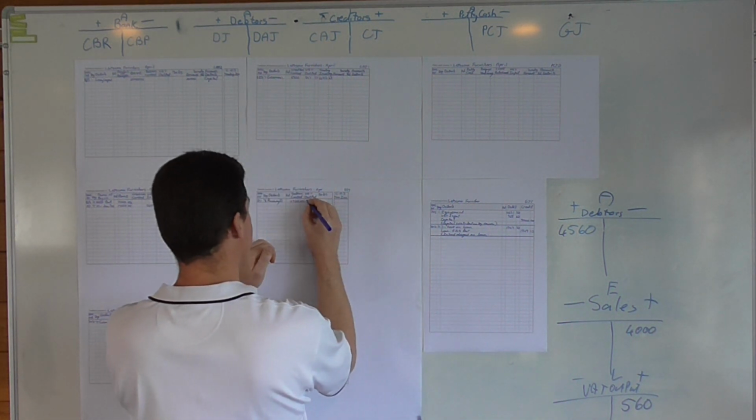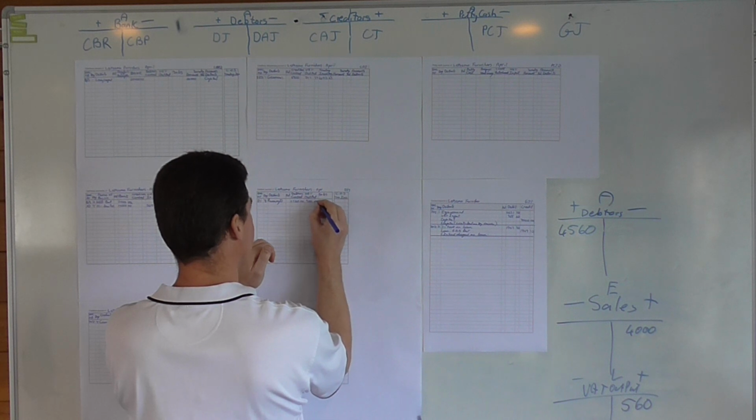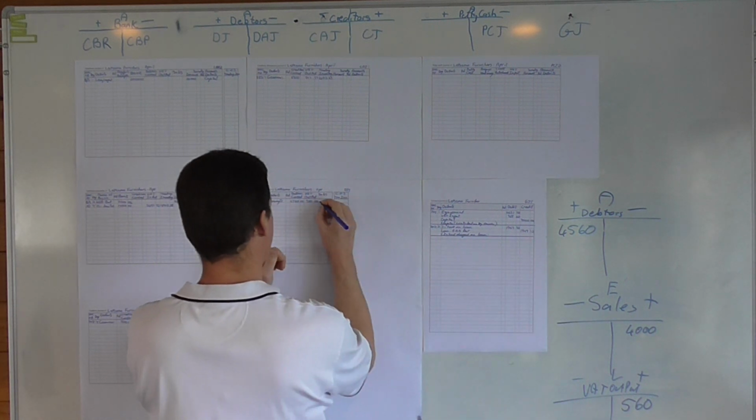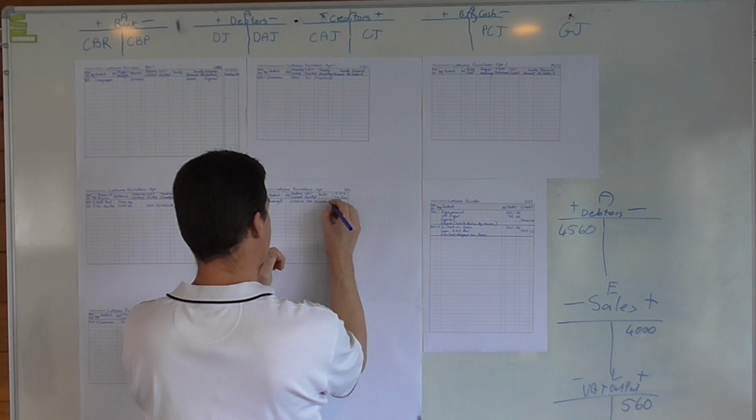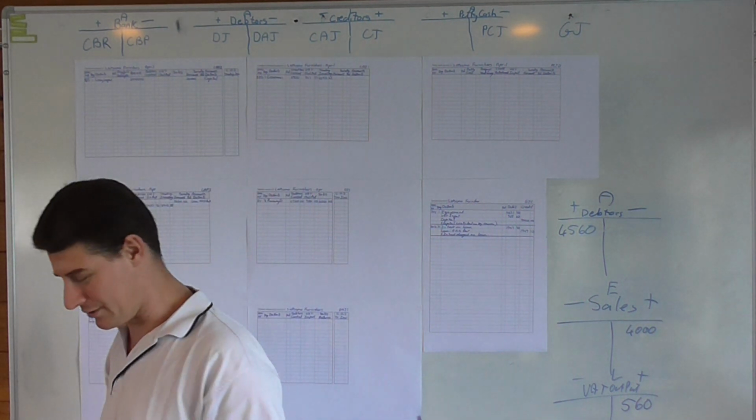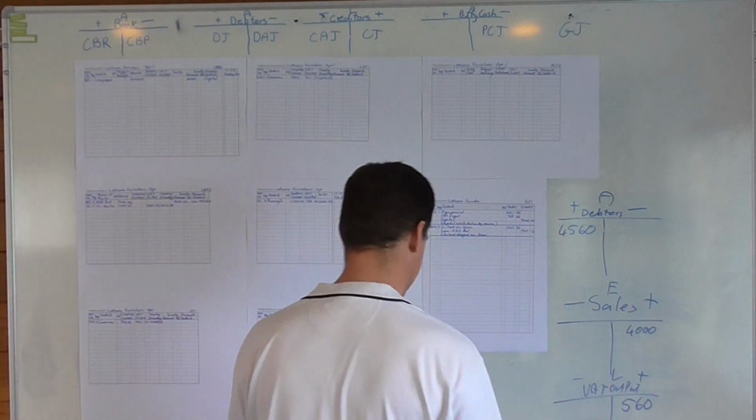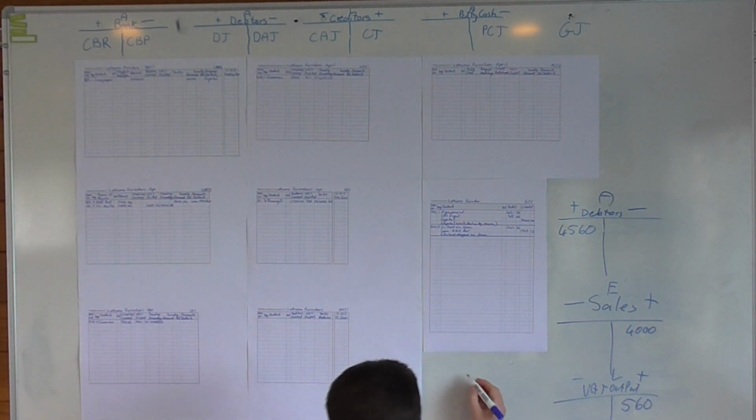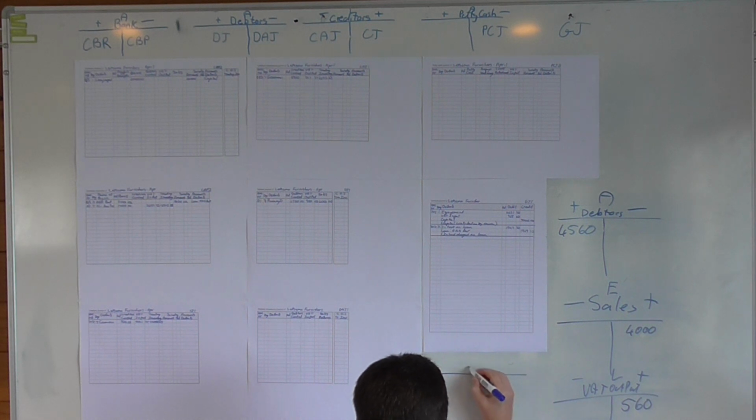VAT output is 560, and then your sales 4,000. But now we need to remember, we've got the cost of sales and the trading inventory that we also need to go calculate. So let's quickly do that. First of all, let's say trading inventory, it's an asset, so it's debit plus credit minus, and then your cost of sales. It's an equity minus plus.